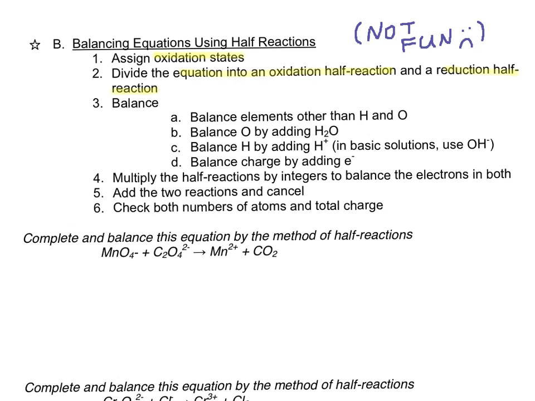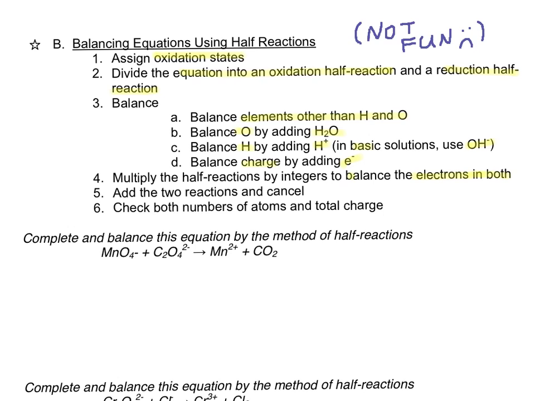And then you're going to balance. First, you're going to start by balancing elements other than H and O. Then, you're going to balance the O by adding water. Then, you're going to balance the H by adding hydrogen, unless it's basic, in which case you're going to get really weird and add hydroxide. And then, you're going to balance your charge by adding electrons. Once you've balanced your charge by adding electrons, you have to make sure the electrons are the same in both of the reactions.